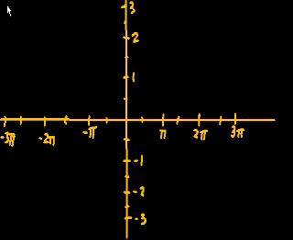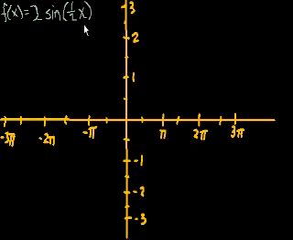Let's say that f of x is equal to 2 sine of 1/2 x. So when we look at this, a couple of interesting things here. How is this different than just a regular sine function? Well, here we have 2. We're multiplying the whole function by 2, and also the coefficient on the x term is 1/2.